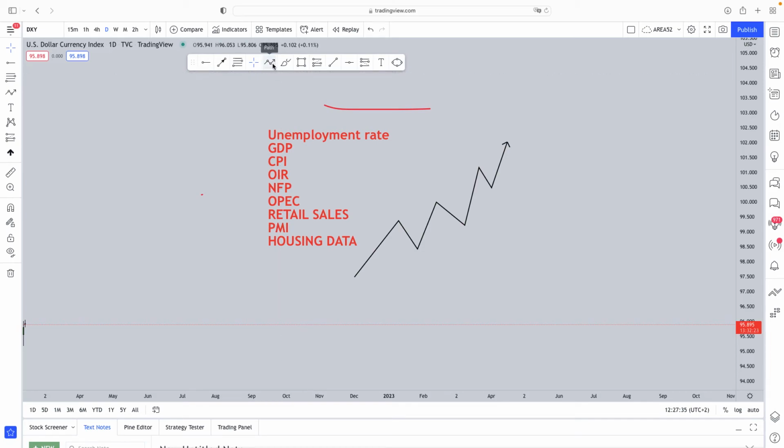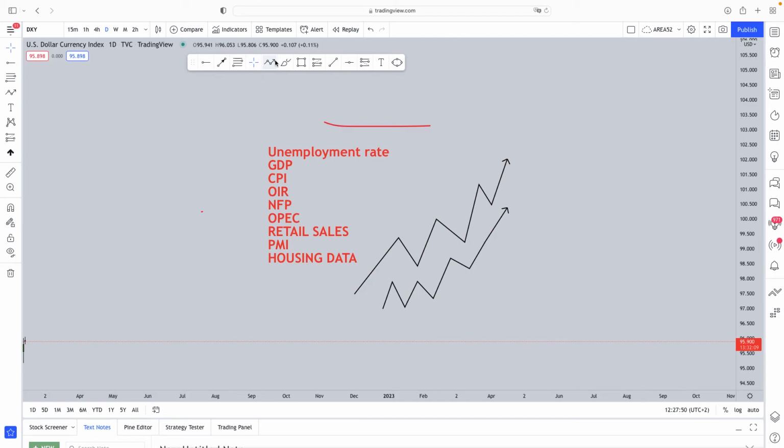Because why? This is the PMI growth for the UK, and this is the PMI growth for the US dollar, which is slowly growing, but it's also not there. So if the PMI for the euro is higher than the PMI for the US dollar, then you can expect, again, the EUR/USD to go up.